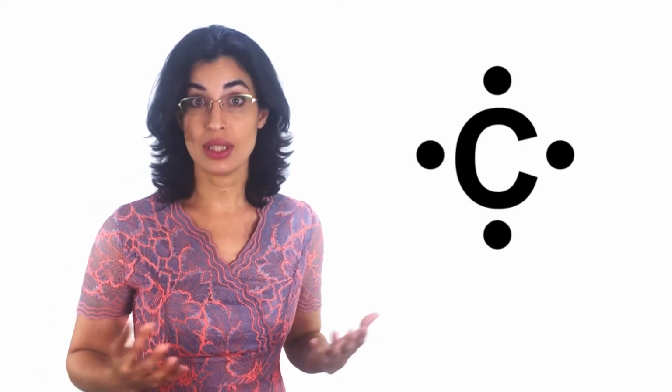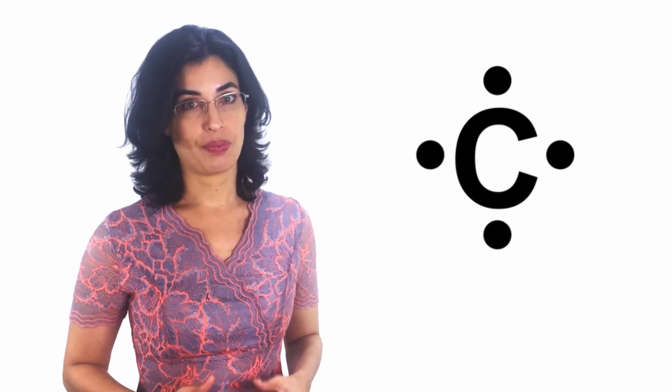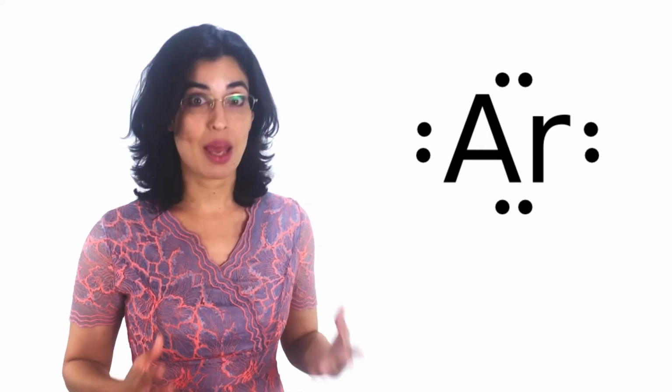Atoms are chemically stable if all the dots on the electron dot diagram are paired. For example, carbon has 4 unpaired dots around its symbol. Therefore, carbon is chemically unstable, whereas argon has all dots paired, and therefore argon is chemically stable.